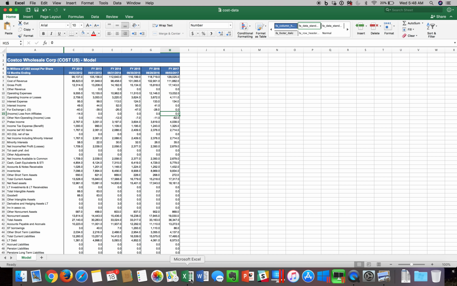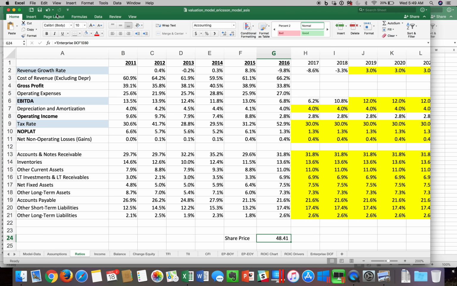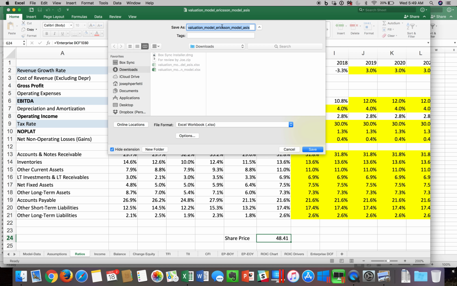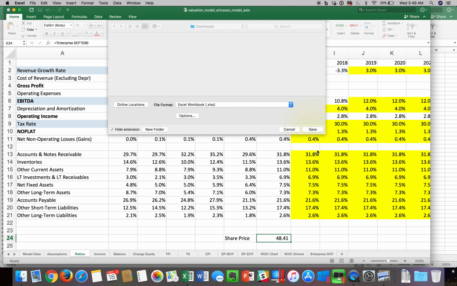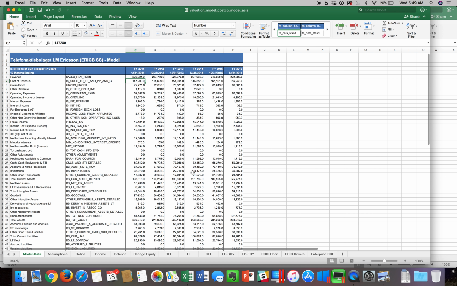Let's do a quick example here. So we're going to take the Ericsson model, and what I'm going to do is save my Ericsson as is: file, save as, and I'm going to rename this the Costco model as is. And I'm going to start to overwrite data. The first thing I need to do is overwrite the historical data of Ericsson, cell for cell, exactly mapped with the Costco data.